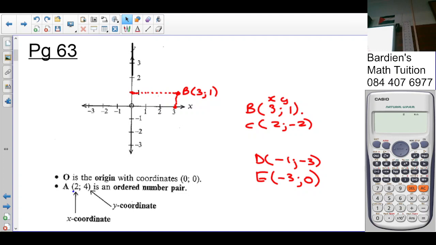Alright, so C: x is 2, okay, and y is minus 2. You see that? So where does it meet? There, which is C, 2 and minus 2, that point there. Okay, most of you got that?